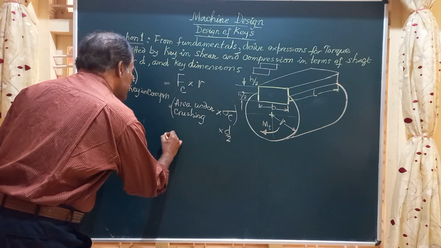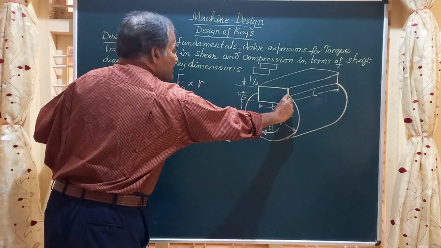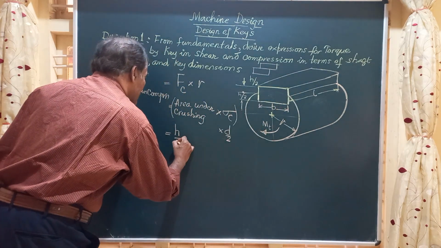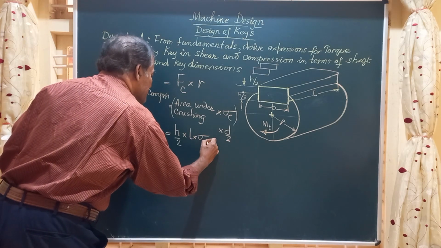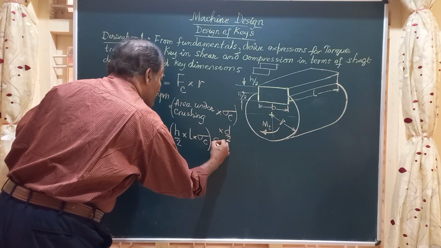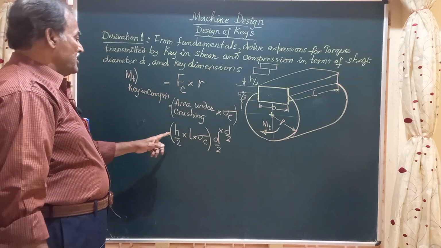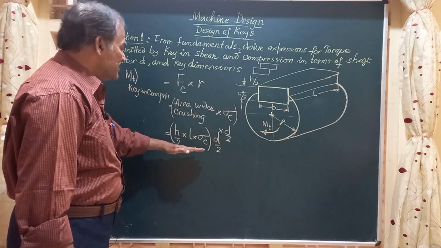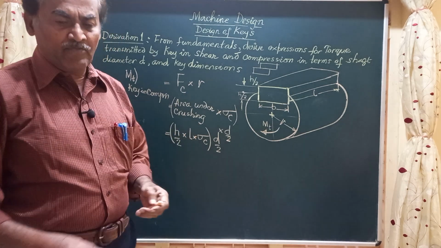Friends, here the area under crushing will be the area of the key which is in contact with the surface of the shaft, that is h by 2 multiplied by L, the length of the key, multiplied by sigma C, the crushing stress. This is the load, multiplied by d by 2. So you can write down that Mt of the key in crushing will be h by 2 L sigma C into d by 2. This is the load and this is the radius, so the torque will be in terms of Newton mm.